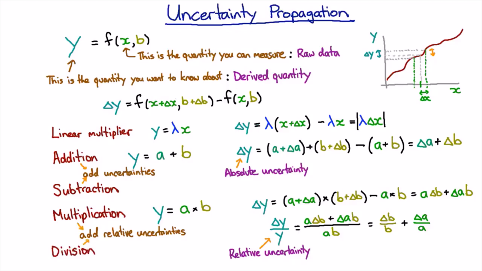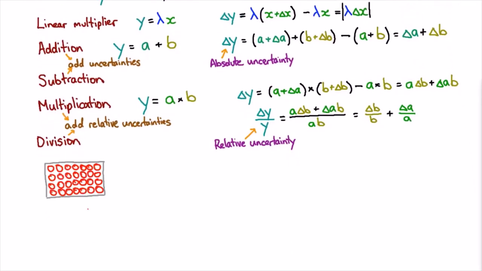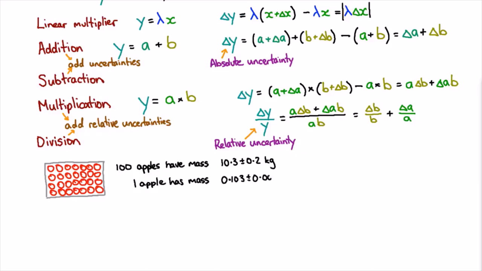Okay, let's do a couple of examples. So let's suppose that we have a box of apples. We've got 100 apples, and we weigh them. And we figure out that their mass together is 10.3 plus or minus 0.2 kilograms. So how much does one apple weigh? Well, there's 100 apples, we divide by 100. So we're going to get 1/100 of our average, and we're also going to get 1/100 of our uncertainty. And that's the mass of one apple.